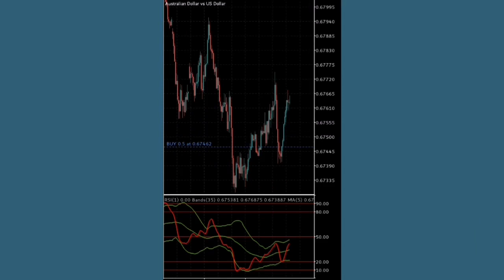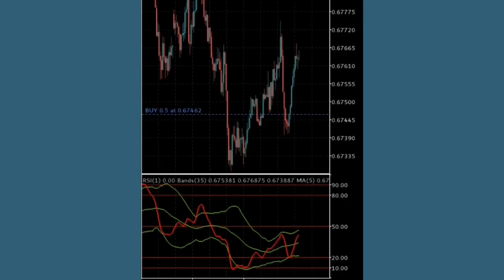The idea behind this strategy is this: whenever the red moving average on the RSI enters the Bollinger Bands, you take a trade. For example, right here, the red moving average entered the Bollinger Bands, so you could have taken a buy right here. You could have taken a buy somewhere right here.